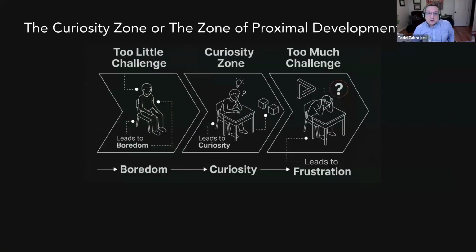Now, for curiosity to develop, if we're going to set up the classroom environment to do this, one of the most important things to do is hit it at the right level. Teaching is an incredibly, incredibly difficult thing to do. And I've been teaching now for a long time.